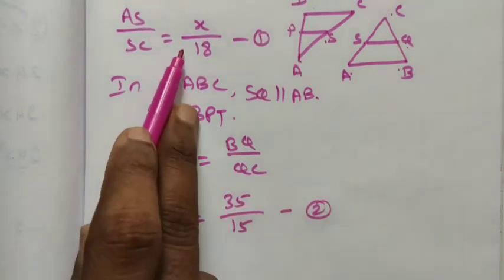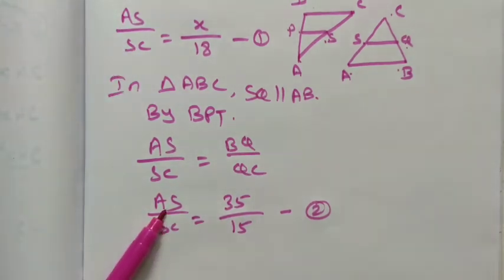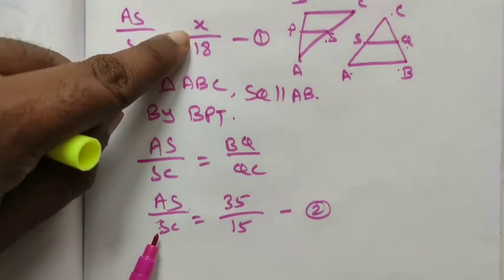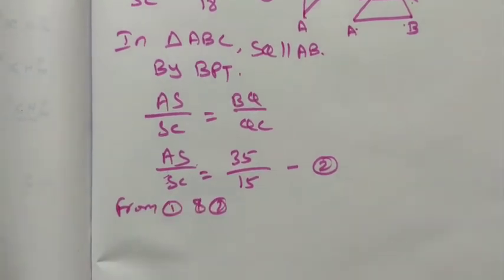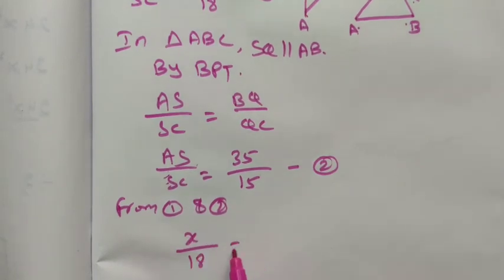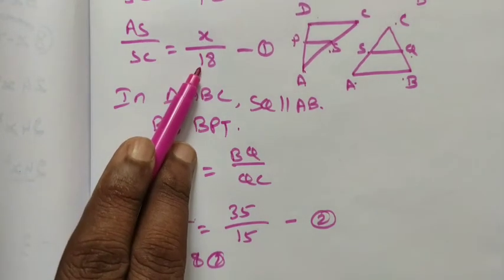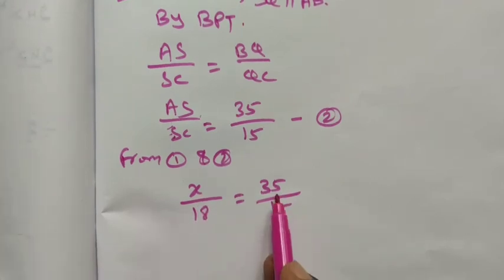See, from the first and second equations we can replace the term AS divided by SC. In the place of AS divided by SC, I replace the value x divided by 18. From 1 and 2, x divided by 18 is equal to 35 divided by 15. Then we want to find the value of x.